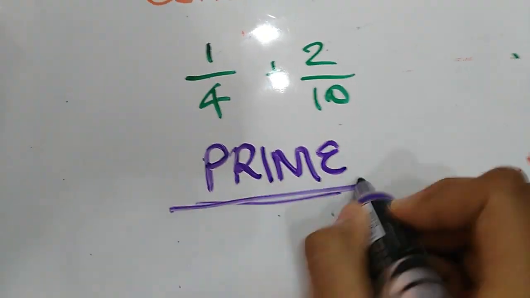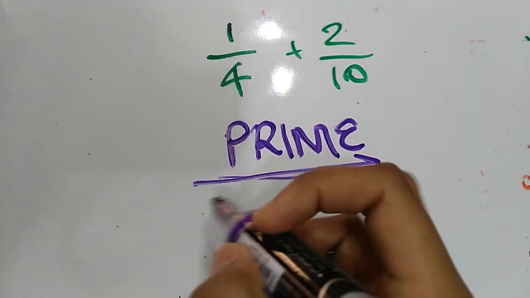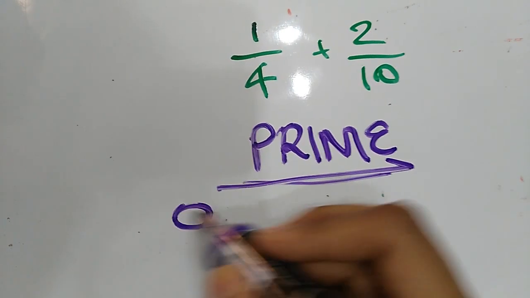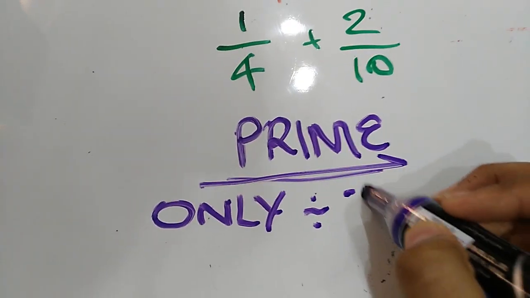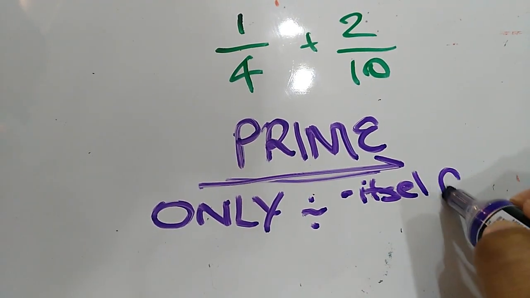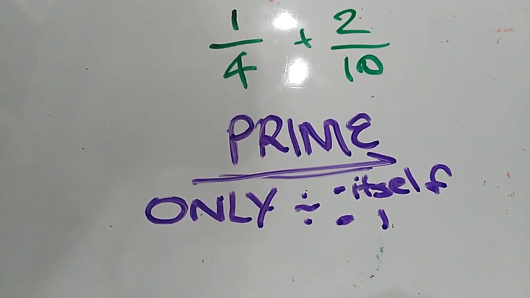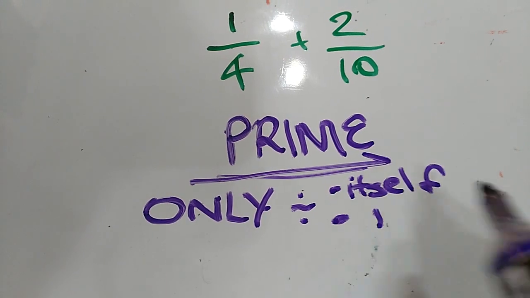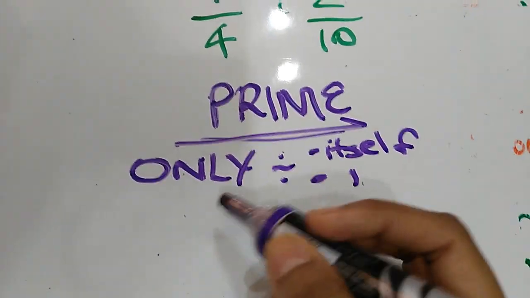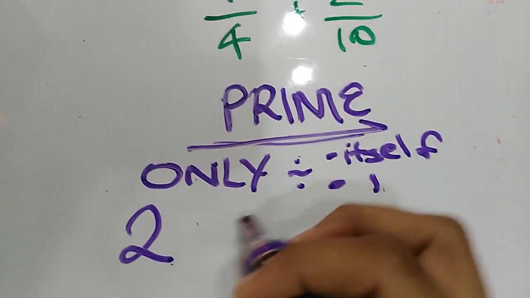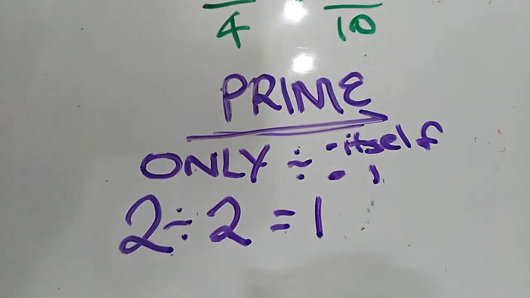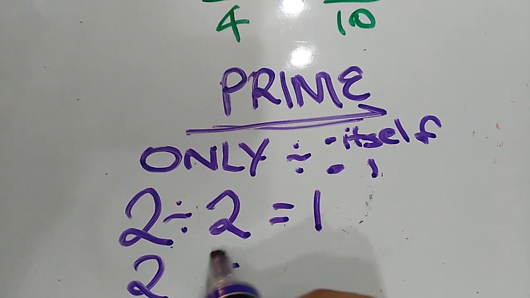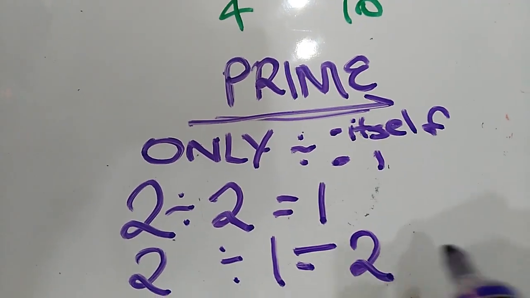And what are prime numbers? Prime numbers are any number that can only be divisible by itself or by 1. And every number can be divided by 1. So, for example, 2. 2 can be divided by itself to give a whole number. 2 can also be divided by 1 to give a whole number.